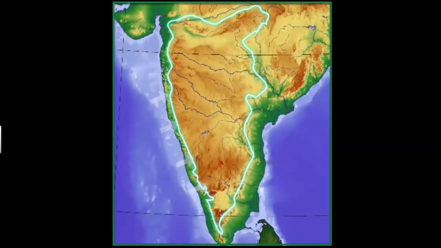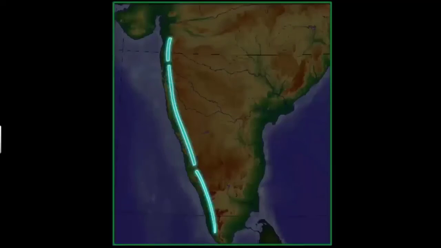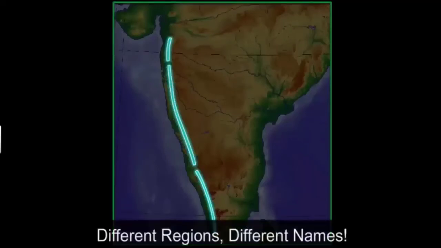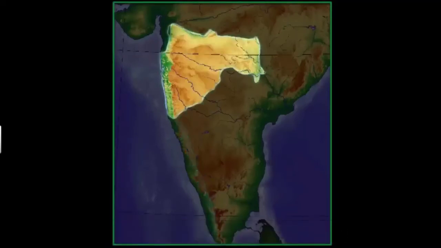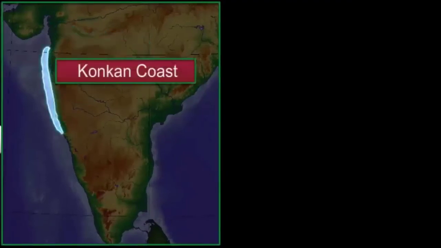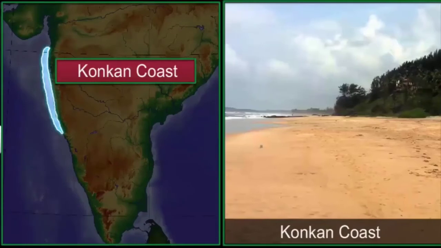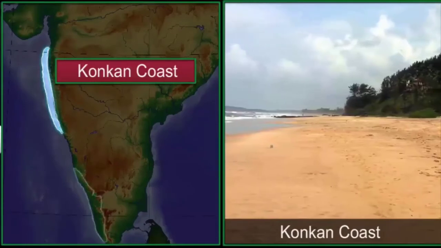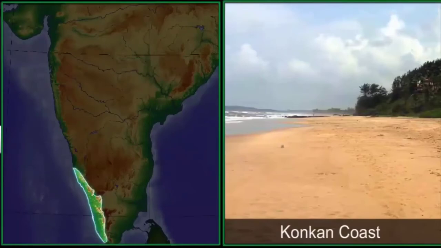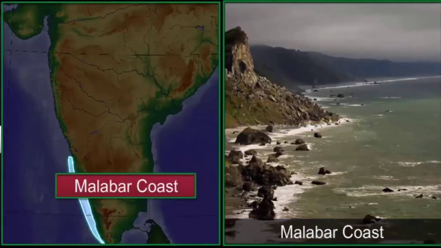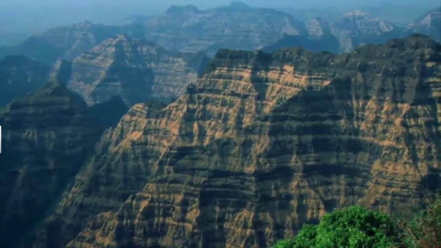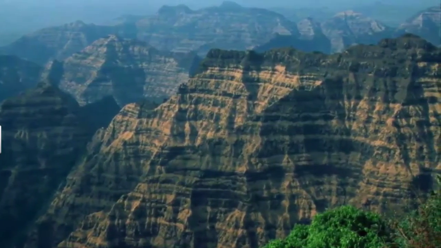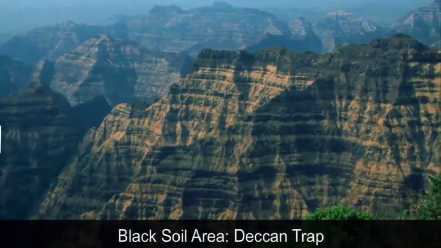The Western Ghats are known in different regions by different names. For example, people in Maharashtra refer to the Western Ghats as the Konkan coast, while those in Kerala refer to them as the Malabar coast. One of the distinct features of the Peninsular Plateau is the black soil area, known as the Deccan Trap. The Deccan Trap is of volcanic origin.